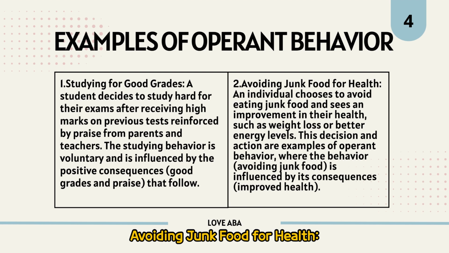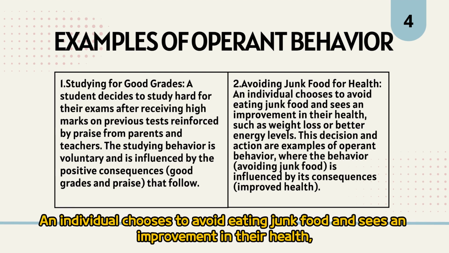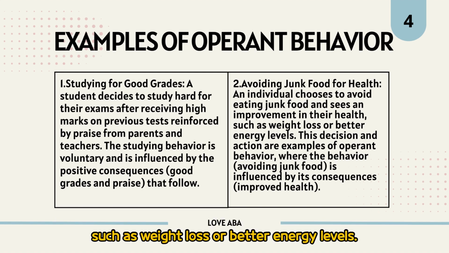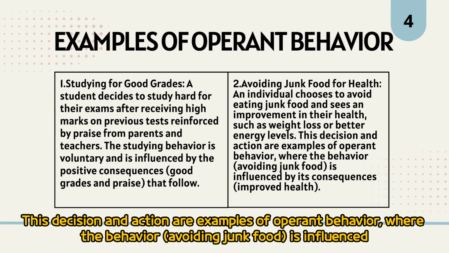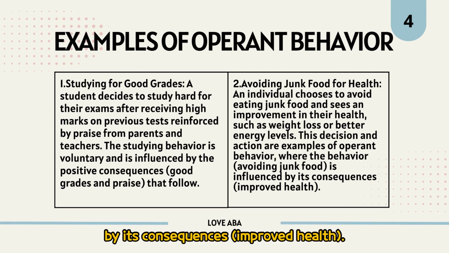Avoiding junk food for health. An individual chooses to avoid eating junk food and sees an improvement in their health, such as weight loss or better energy levels. This decision and action are examples of operant behavior, where the behavior, avoiding junk food, is influenced by its consequences, improved health.